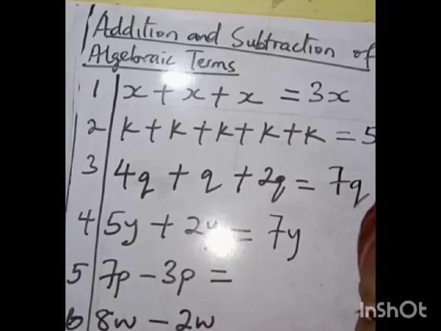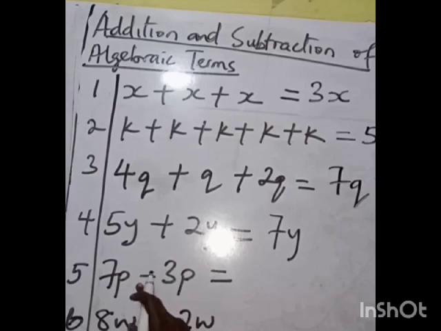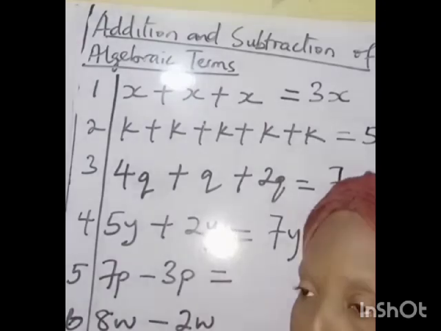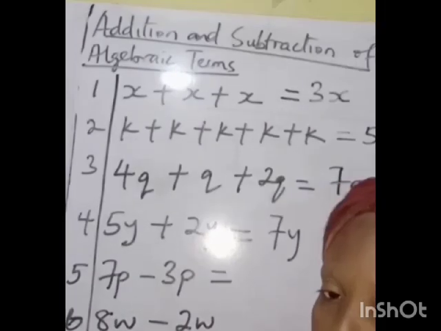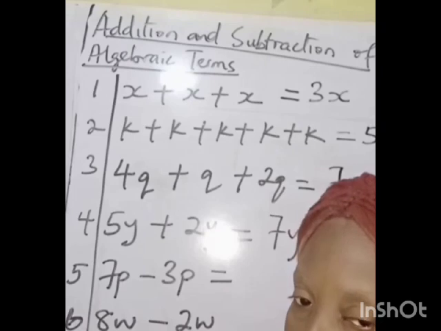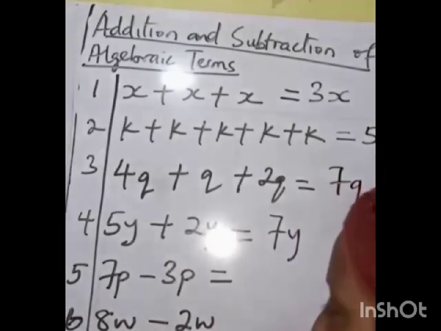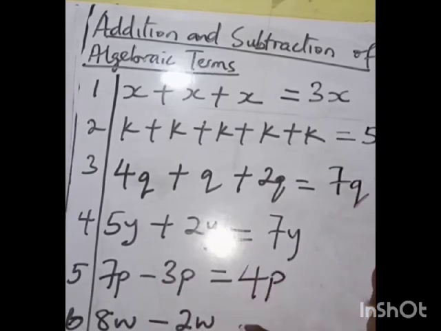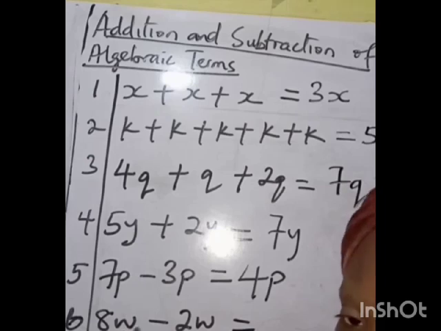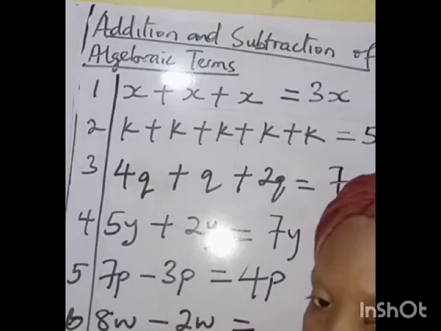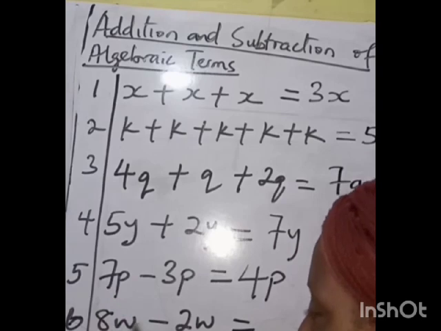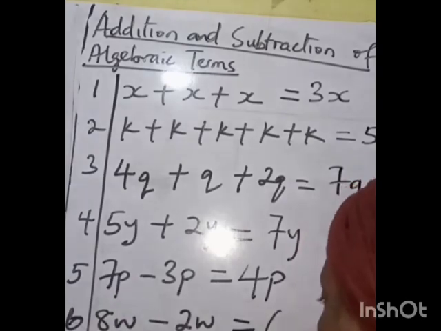In number 5, 7p, we are now subtracting. 7p minus 3p. p in 7 places, and you are asked to remove 3. When you subtract 3 out of the 7, how many will remain? 4. So 7 minus 3 gives us 4. 8w minus 2w. w in 8 places, remove 2. How many will remain? 6. So 8 minus 2 gives us 6w.